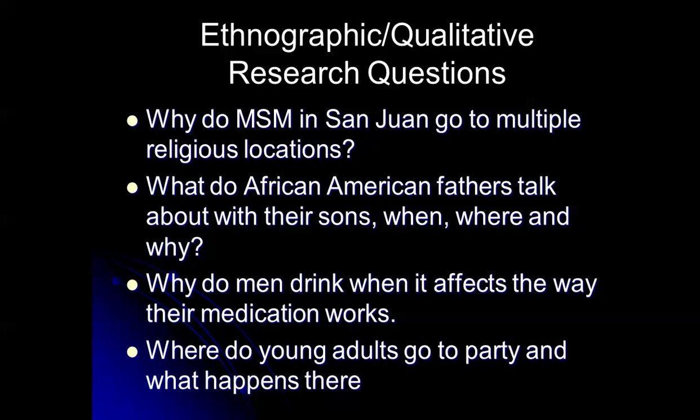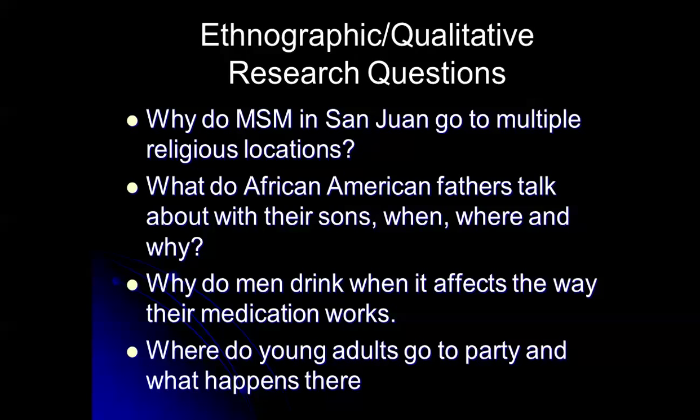So one type of question is based on this year's Reed Scholars, why do MSM and San Juan go to multiple religious locations? Well, first of all, we're making the assumption that they do, but we don't really know that. So in order to know that, we might like to go to different religious locations that represent different religious traditions, see who's going, and try to get a sense from those settings or from men who talk about those settings, what is happening in those settings, and then talk to men about why they go. But all of that is in the initial stage of the research and really requires some qualitative inquiry because we don't really know enough to introduce a survey that is going to grasp the issues that we're concerned about at the beginning.